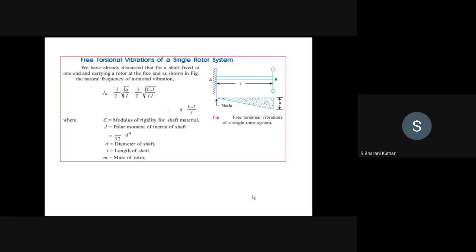I saw one GIF file for you. For example, the same thing will be continuous in one shaft, and continuously the rotors will be fixed. You can take a motor and a pump as an example. That is also a single rotor system. One end is fixed and another one is rotating. This is called a single rotor system. That is a good example.